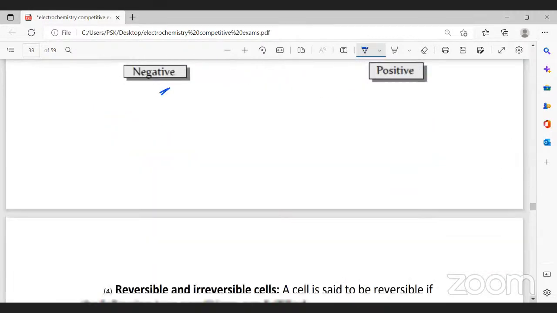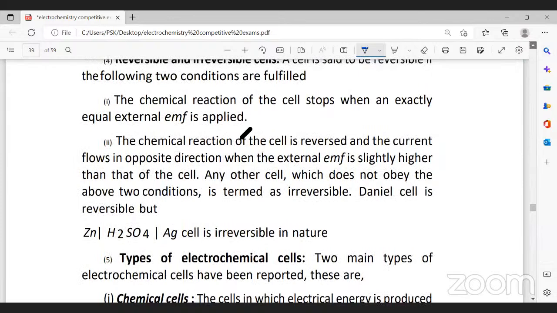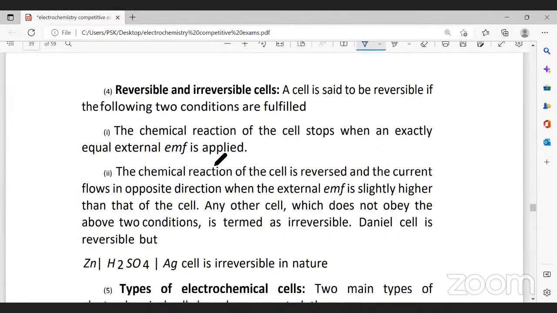Now, coming to the reversible and irreversible cell. A cell is said to be reversible if the following two conditions are fulfilled. A chemical reaction of a cell stops when an exactly equal external EMF is applied. The chemical reaction of the cell is reversed and current flows in the opposite direction when the external EMF is slightly higher than that of the cell. Any other cell which does not obey the above two conditions is termed an irreversible cell. Daniel's cell is reversible, but the zinc, sulfuric acid, Ag cell is irreversible.